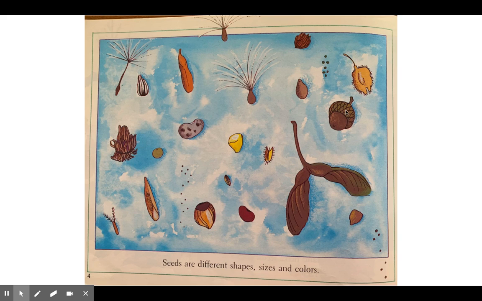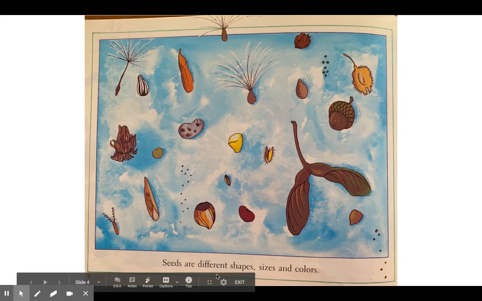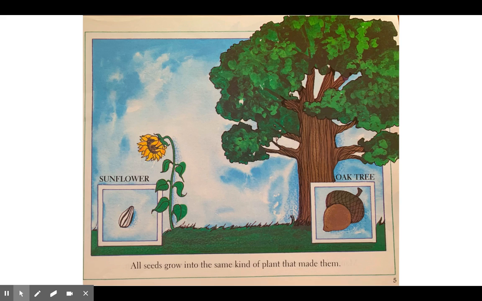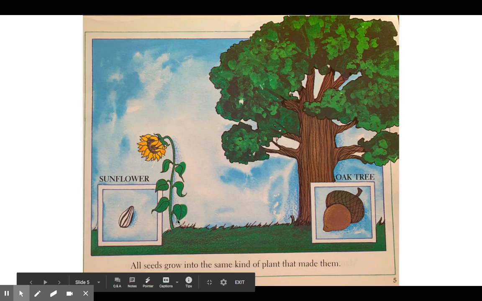I noticed an acorn here, and I think we looked at how acorns get dispersed with squirrels. Lots of different seeds here. And we know that the reason they have different shapes, sizes, and colors is because they need to get transported and dispersed or spread around to far places. All seeds grow into the same kind of plant that made them. So a sunflower seed will grow into a sunflower. An acorn will grow into an oak tree.